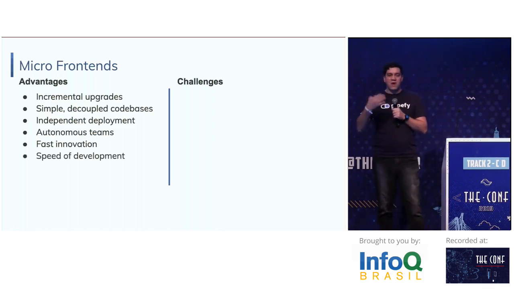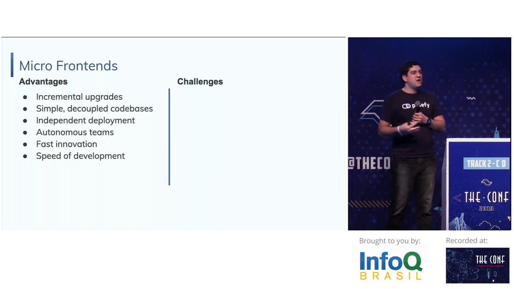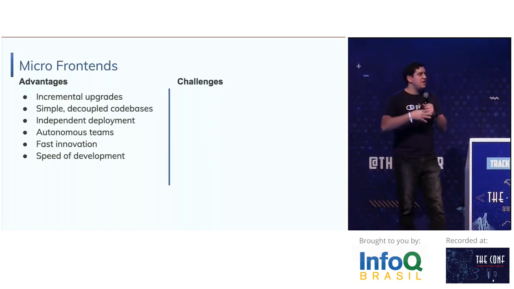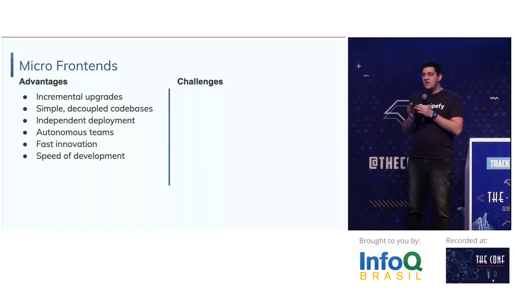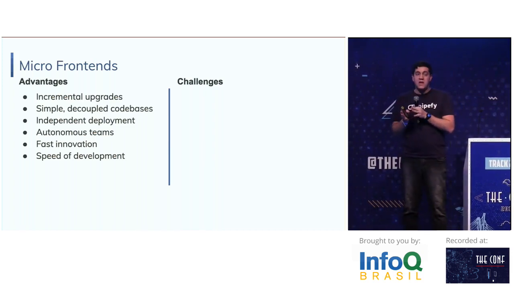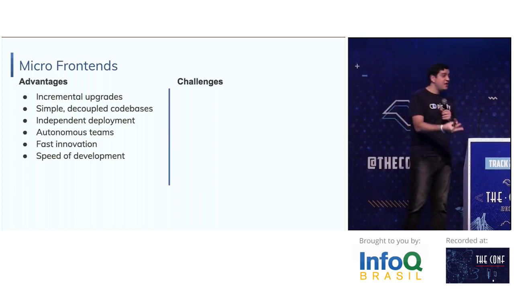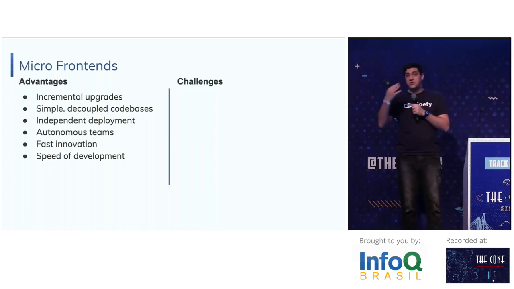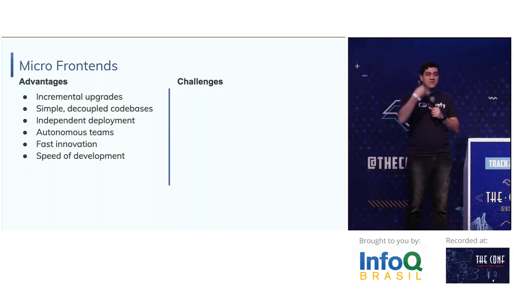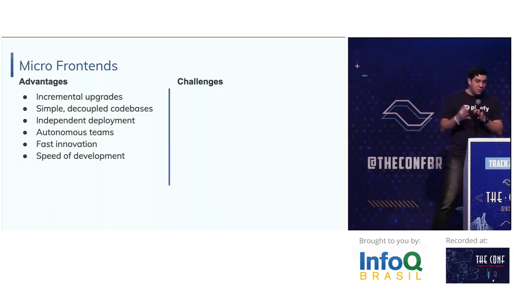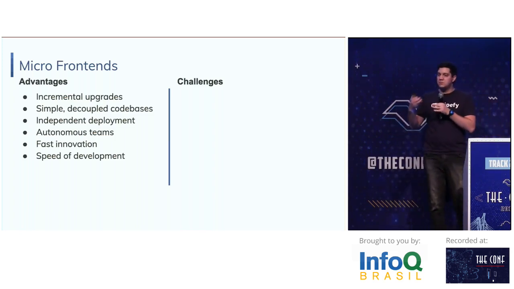When you have a small code base, and you have an autonomous team that knows a specific business subdomain, it's easier for ramping up new developers. It's easier to make changes. It's easier to understand what's going on. It's easier to find new bugs, because you have smaller teams, more focused teams on each part of the front end.